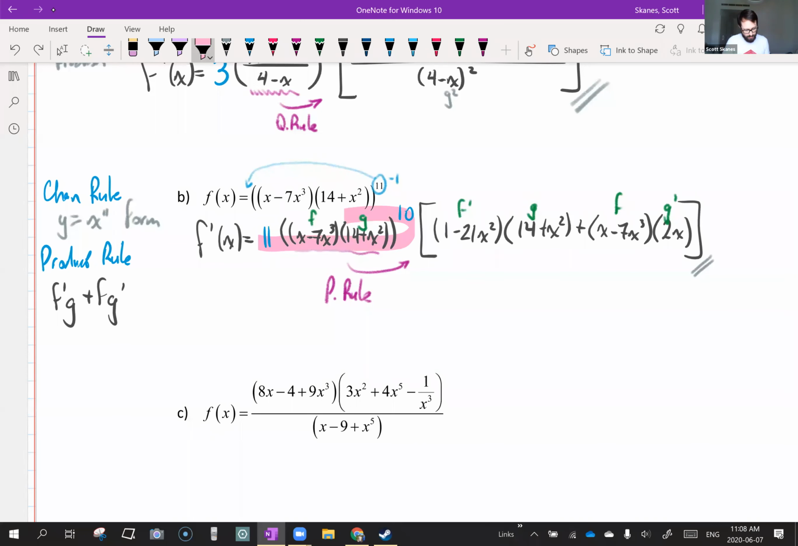I did the outside and kept the inside the same, and then I did the derivative of the inside right here. Those are my two big pieces.